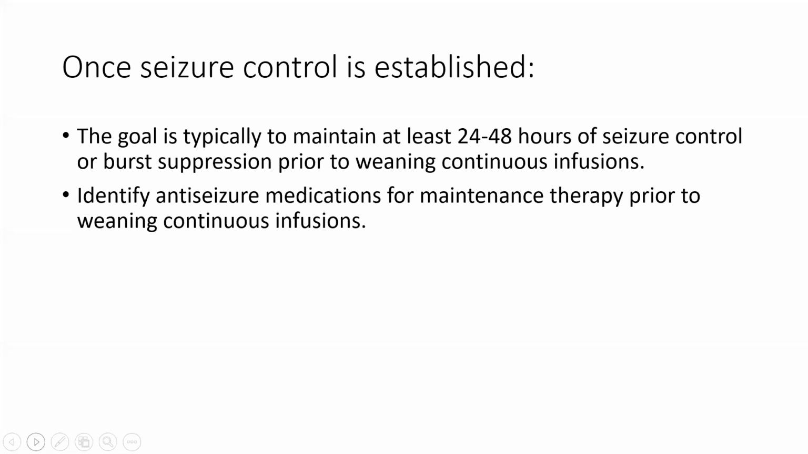So once you have achieved seizure control, and by this time the patient is in ICU, the goal is to maintain the patient at least 24 to 48 hours seizure-free or in burst suppression. And you will observe this through continuous EEG before weaning the continuous infusions. And before you start weaning the infusions, you need to have identified what anti-seizure medications you will use for maintenance therapy so that the patient does not go back into status epilepticus.